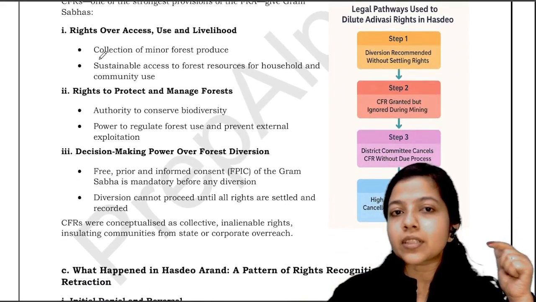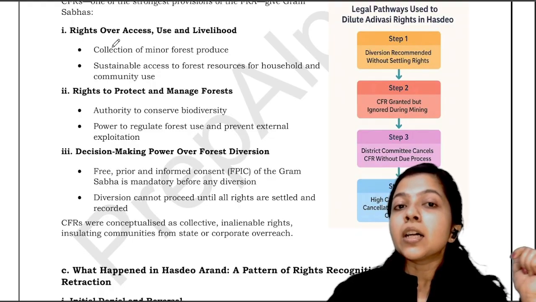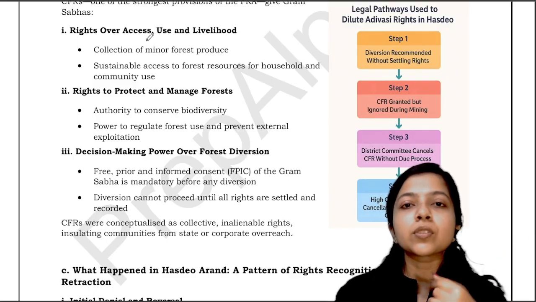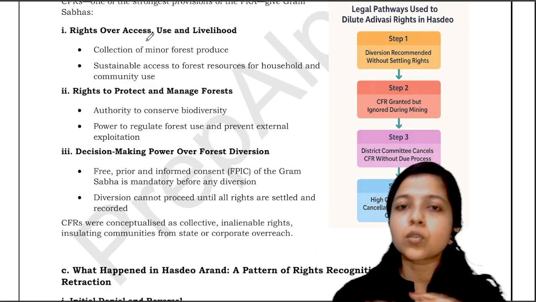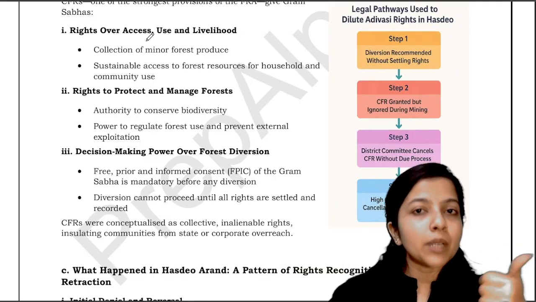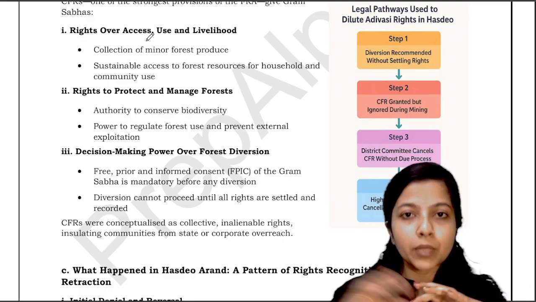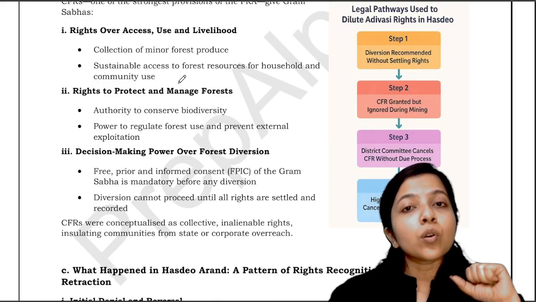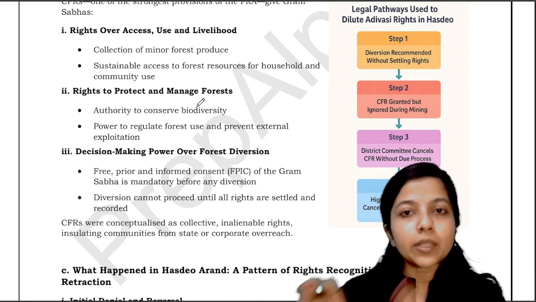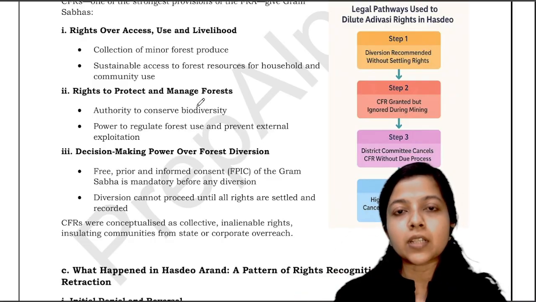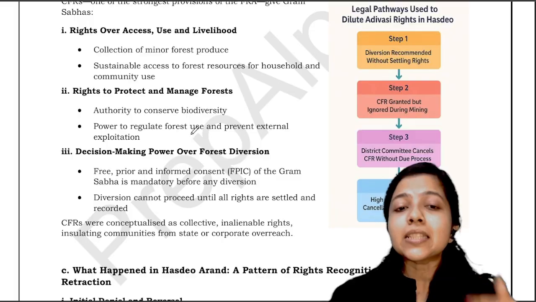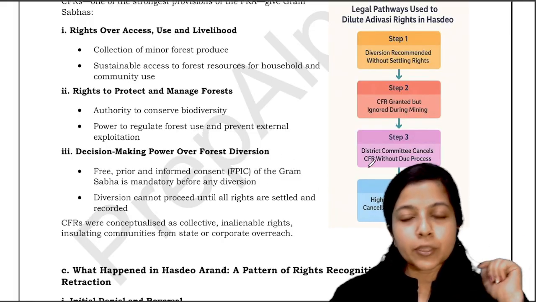The Community Forest Rights talk of rights over access, use and livelihood. That is the collection of minor forest produce and sustainable access to forest resources. All these things lie with the tribal communities. They have the right to protect and manage the forest, and this is done on behalf of the tribals by the Gram Sabhas, and they also have decision making power over forest diversion. That is, if you want to divert the forest land for some purpose other than tribal development, then you have to take permission of the Gram Sabha. And this is what was diluted in this particular case.